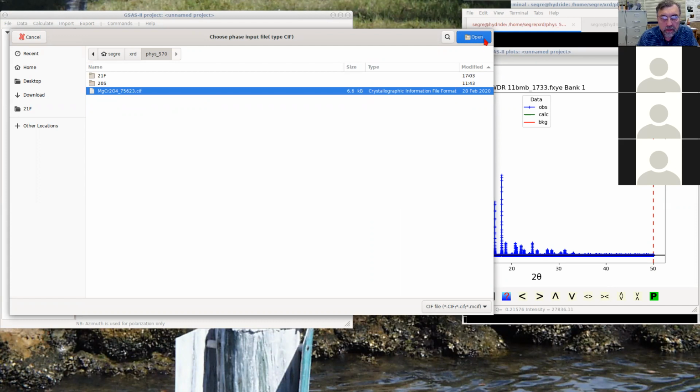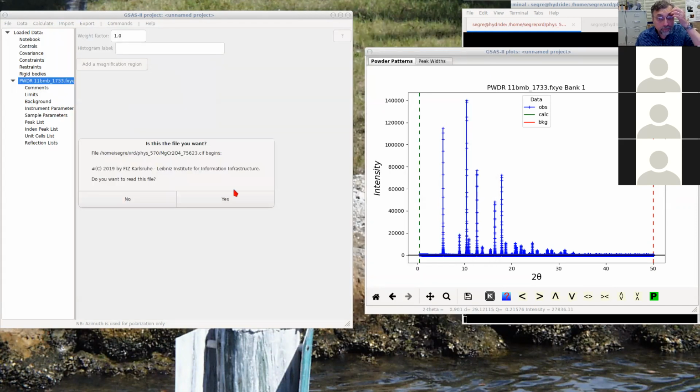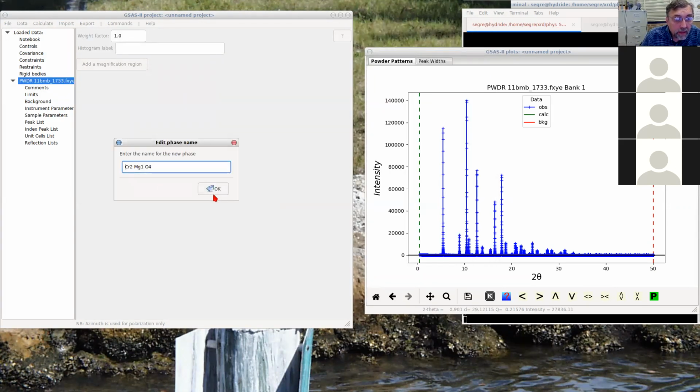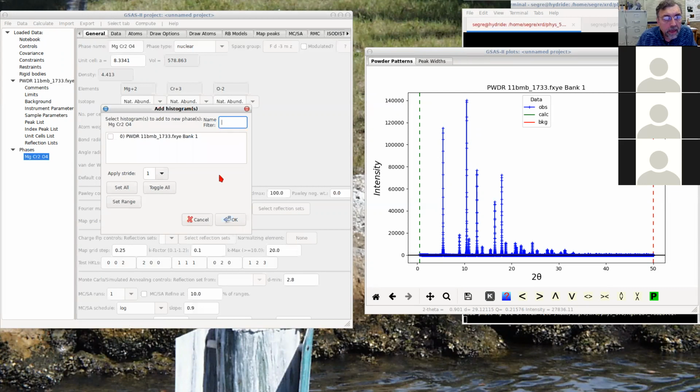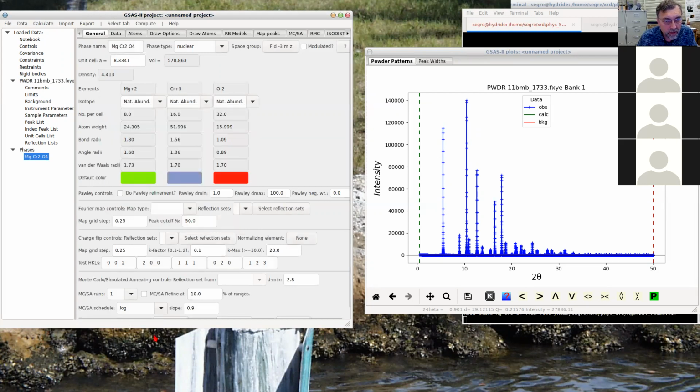I know that's what I have. So this is my CIF file. I'm going to open this up. It says yes. And then it asks me what this is. This is chromium manganese oxide. I prefer to write it as MgCr2O4. And then it asks me which powder data I want to associate with this structure. And there's only one, and I better associate it or else I can't refine anything. So I associate it with that file and I click OK.